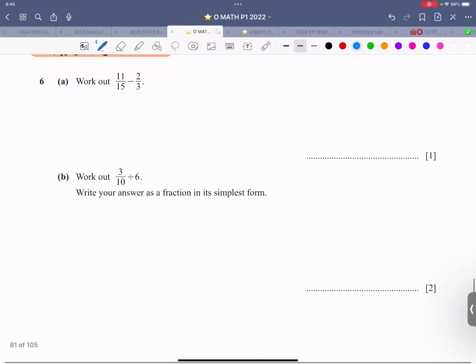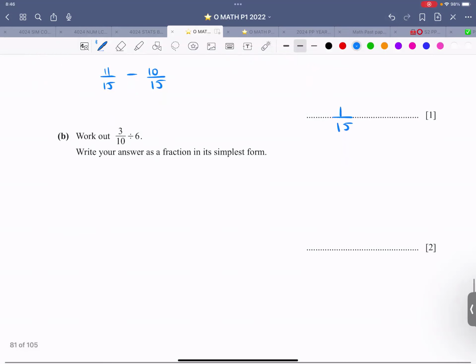Let's talk about fractions. When we talk about fractions, this is about subtraction. Let me write 2/3 as multiply by 5, divide by 5. When we multiply and divide by 5, the denominator becomes 15 and 2 into 5 is 10. So 11 over 15 minus 10 over 15, this comes out to be 1 over 15.